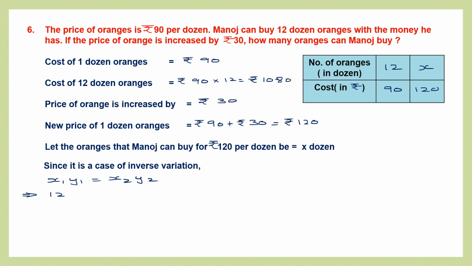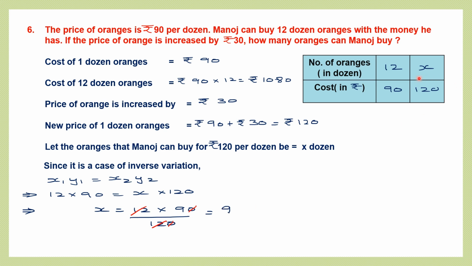And what is x1? x1 is 12 into y1, which is 90, is equal to x2, which is x, into 120. So now we can find the value of x. X is equal to 12 into 90 divided by 120. So here we can cancel the zeros. I can cancel 12 and 12. So now we have got the answer. X is equal to 9.